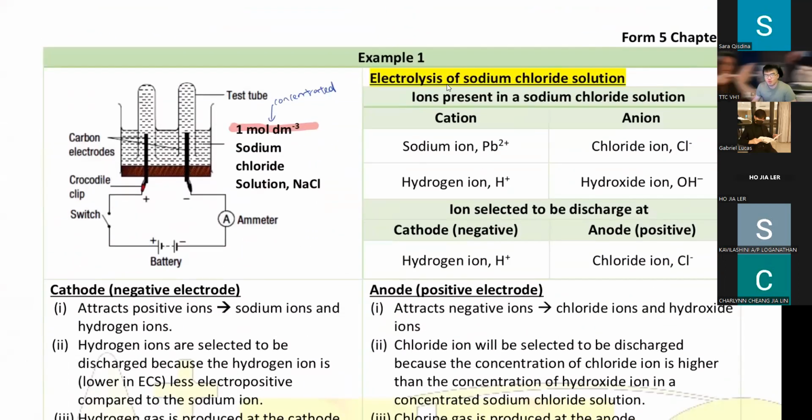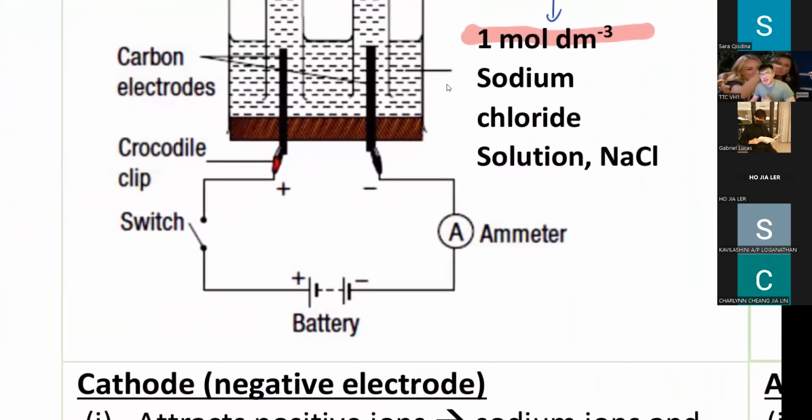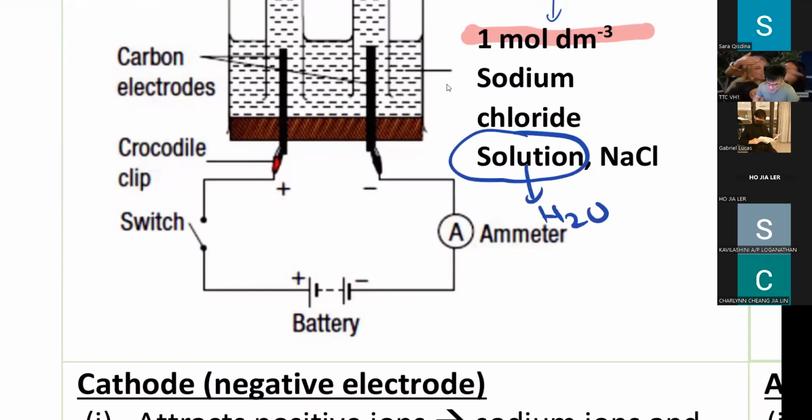1 mole per decimeter cube is very concentrated. So what's the first step you do? Guys, follow our SOP. Everything we follow the SOP. What is the word we look at? The first step. Yes, solution, good. And solution is what? H2O. Yes, same thing again.